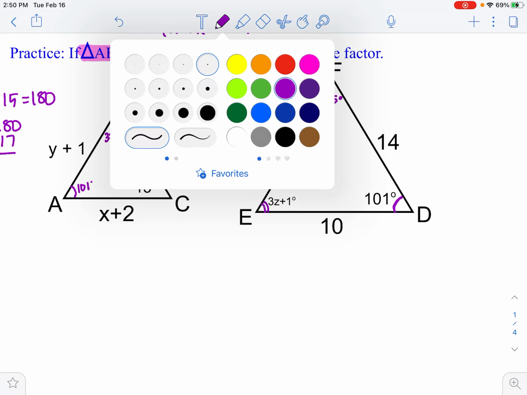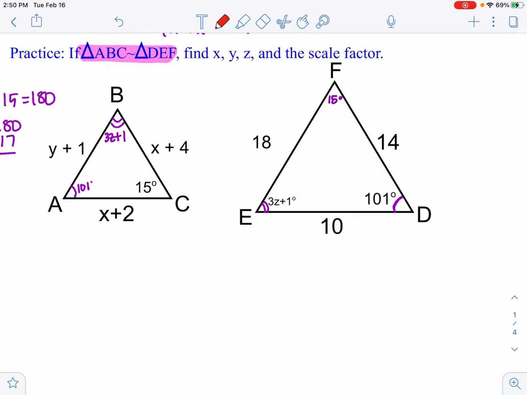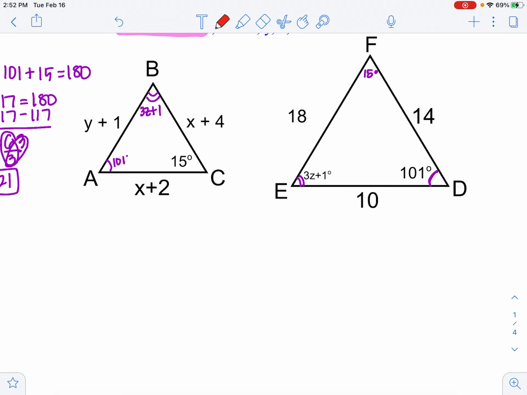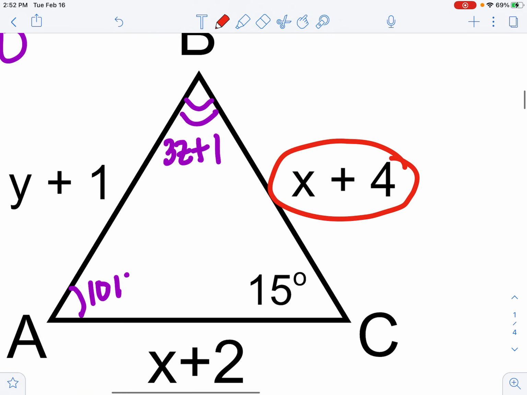Okay, now I have to solve for x and y. So now I'm going to decide, do I have to solve for x first, y first, or it doesn't matter. If you look, there's 2 x's here and here, and only 1 y, so I'm going to solve for x first. Now remember, if it's sides, I'm going to use proportion to solve it. I'm going to start by picking a side that has x in it. I'll start by choosing this side and putting x plus 4 right here.